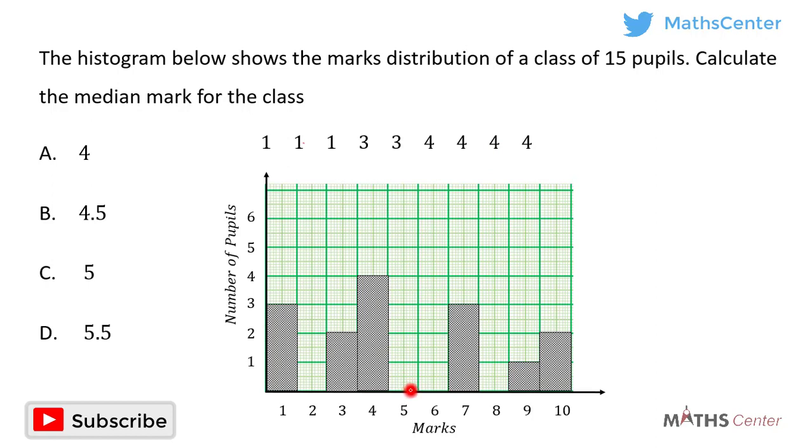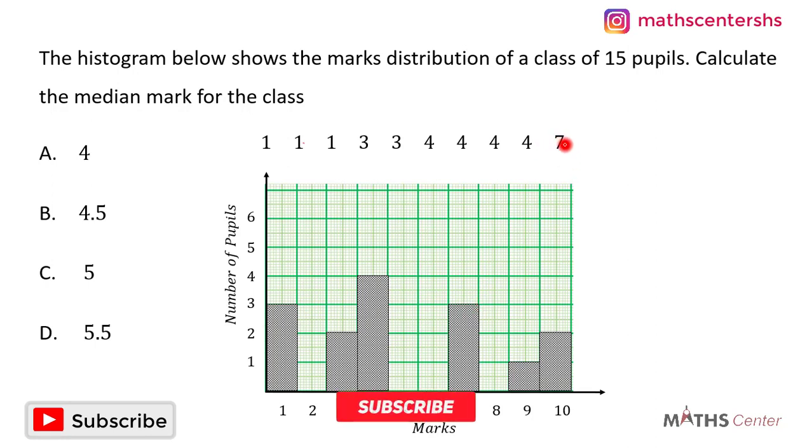The next one is 5. There is no bar for 5. It means no students scored 5. The next one is 6. There's no bar for 6. So it means no students scored 6. The next one is 7. The number of students who scored 7 is 3, because the bar for 7 has a height of 3. So it means that 3 students scored 7. Let's list that here. We have 7, 7, 7.